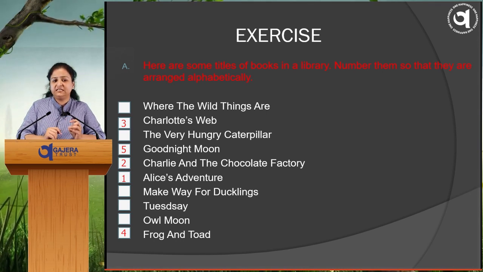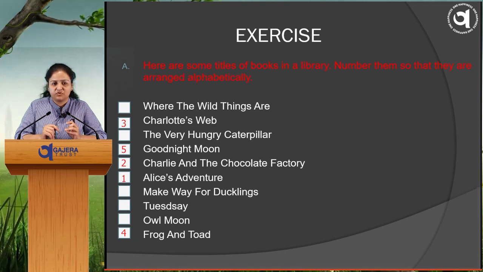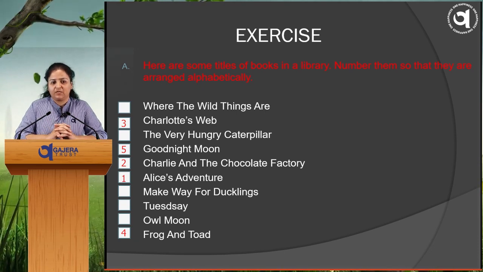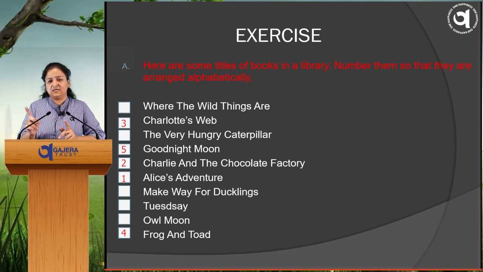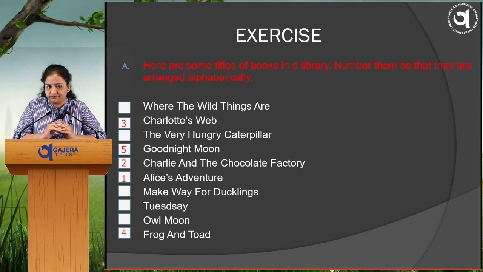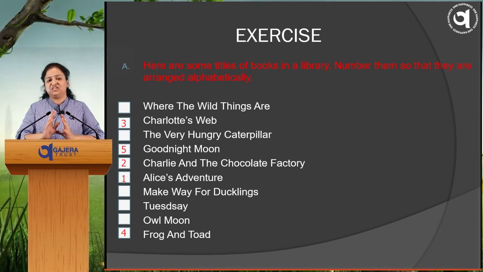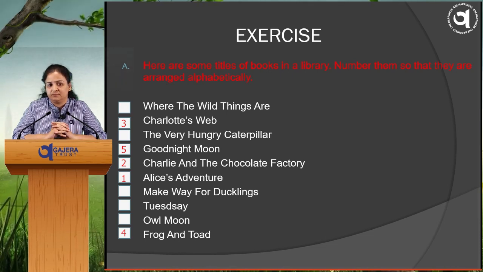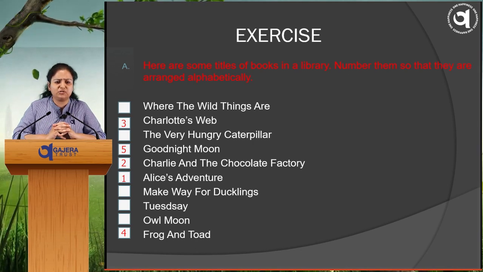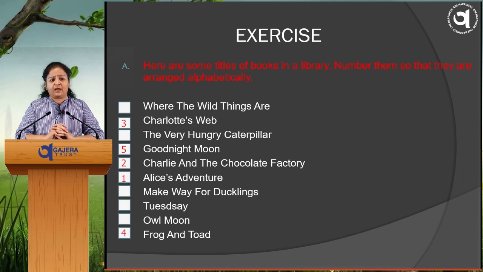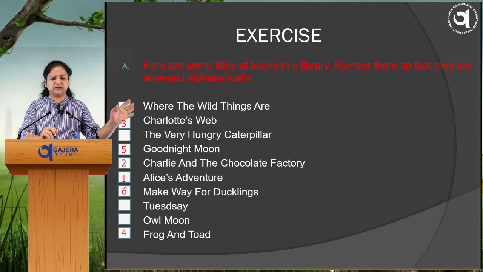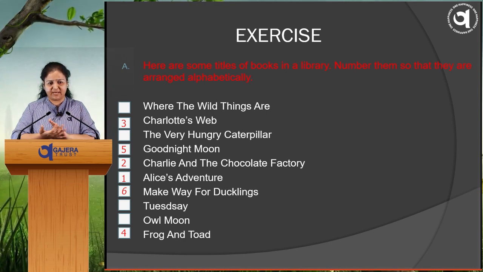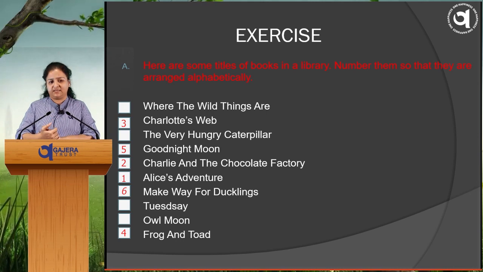Then we don't have D, we don't have E, so we skip to F. So Frog and Toad. A, B, C, D, E, F, till F we have completed. Then we have G: Good Night, Moon. H is not there. I is not there. J is not there. K is not there. L is not there. M is there. Yes. So we skip all these letters and focus on M. So the next title is Make Way for Ducklings.